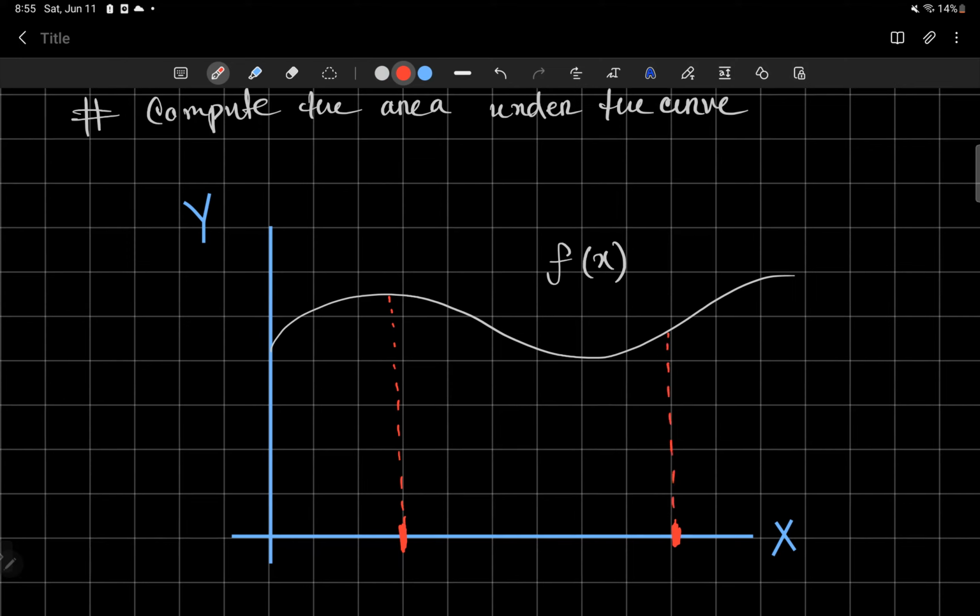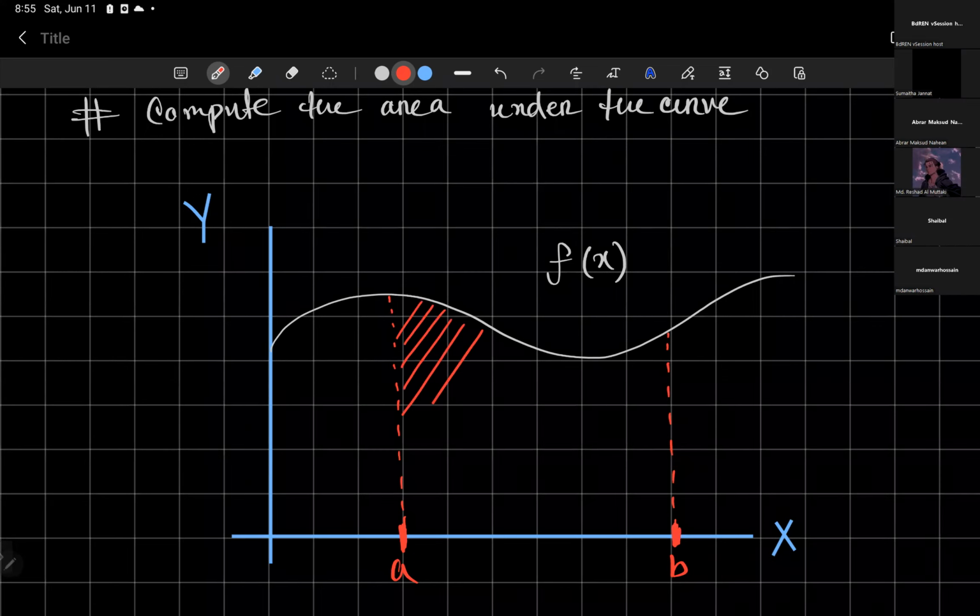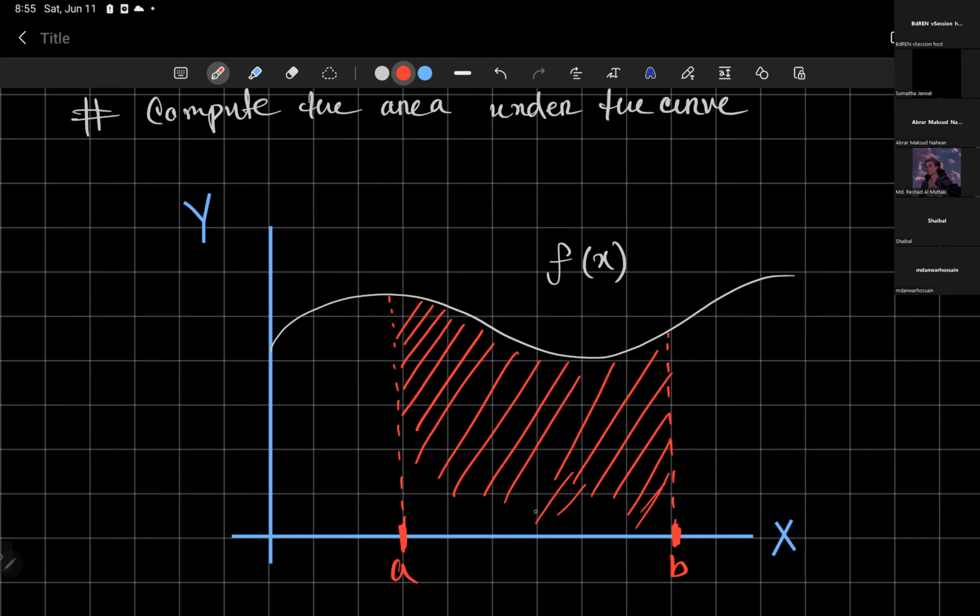Let's say this is a point A and this is a point B. The problem was to compute this area. So if you put it mathematically, this translates into finding the area under the curve under a certain interval, and in this case, the interval of interest is just between A and B. That's it. Okay. So how can you do that?